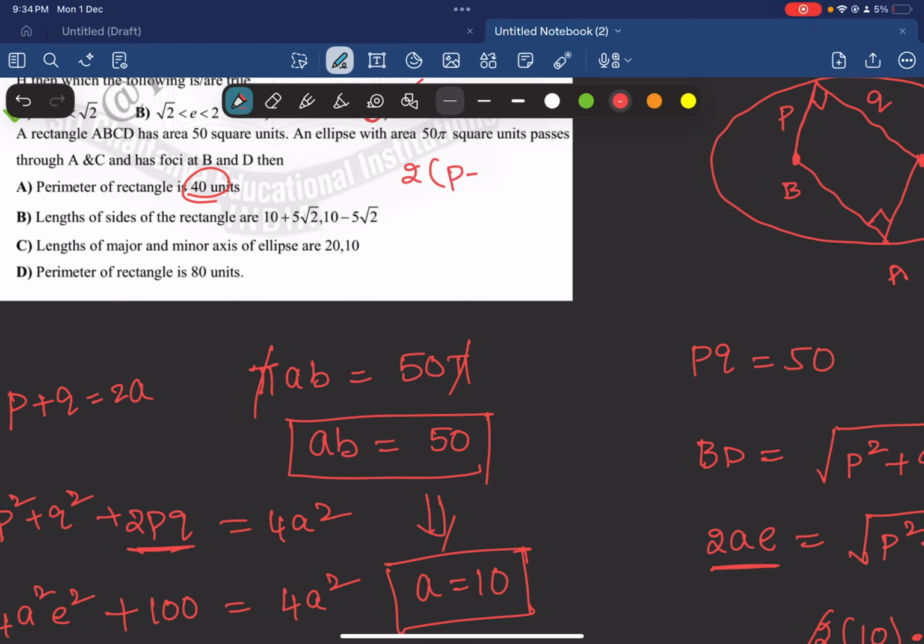2 times of P plus Q. So 2 times of P plus Q is 2A. So this is 4A. You know A is equal to 10. So 4A is equal to 40. So option 1 is correct.